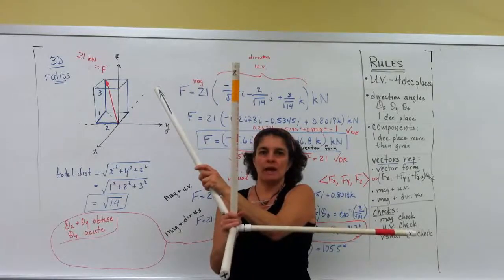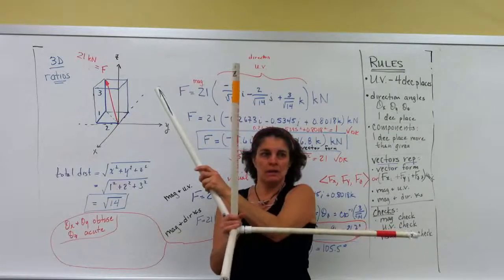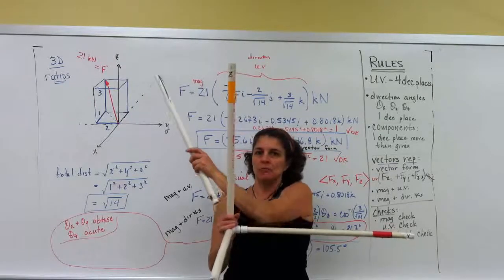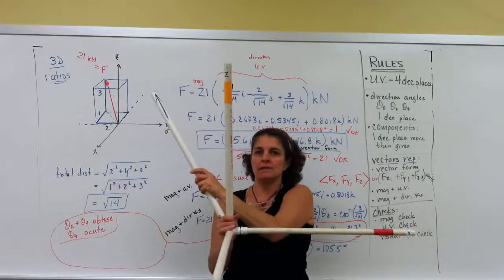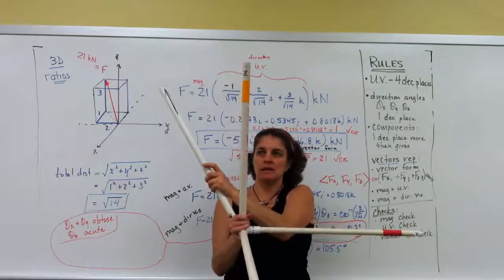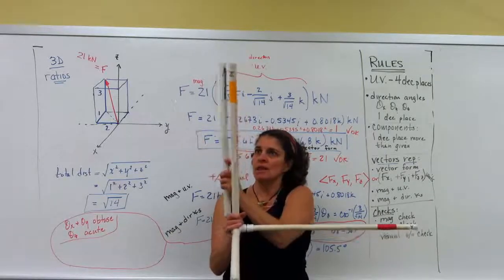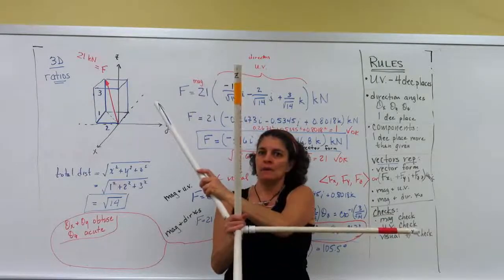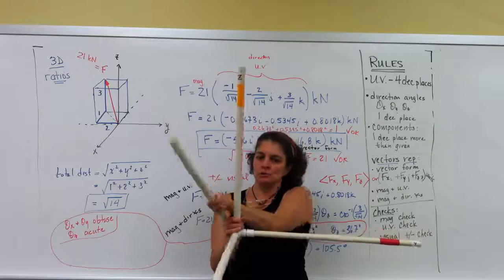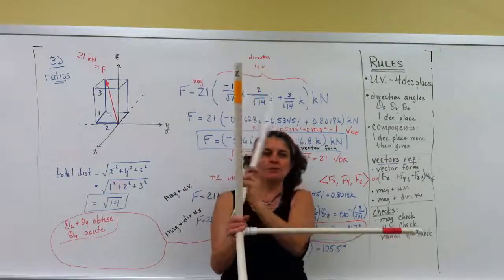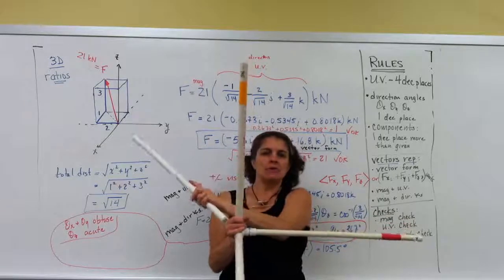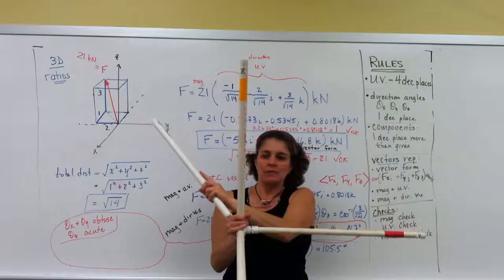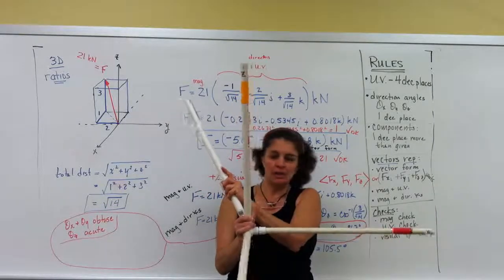So now let's think about theta x, theta y, and theta z. The theta angles, the direction angles, represent the angle between the force and the positive axis. Does it make sense that since the force is right here, this is my theta z? It is an acute angle. But because this force is so far from the x-axis and so far from the y-axis, it actually is obtuse there. It's maybe a little bit difficult to see where this is.